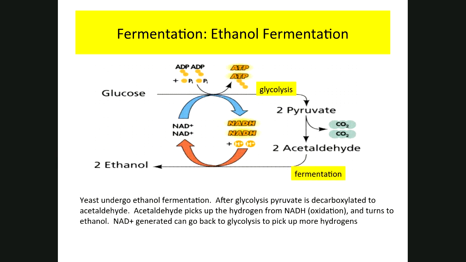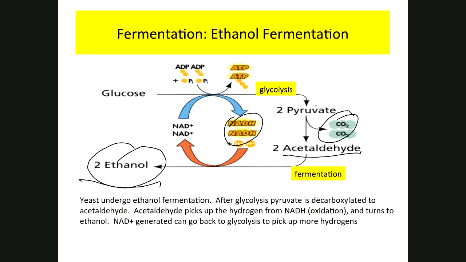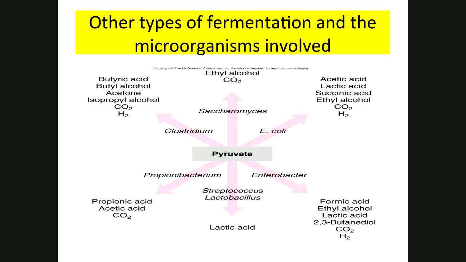This one is ethanol fermentation. In this case, pyruvate is decarboxylated to make acetaldehyde, which in turn is reduced with the hydrogens of NADH to make ethanol. So this is ethanol fermentation. And this is just showing you different types of fermentation. E. coli, when they ferment, they make a mixture of acetic acid, lactic acid, succinic acid, ethyl alcohol, so a little bit of alcohol, CO2, and H2O.